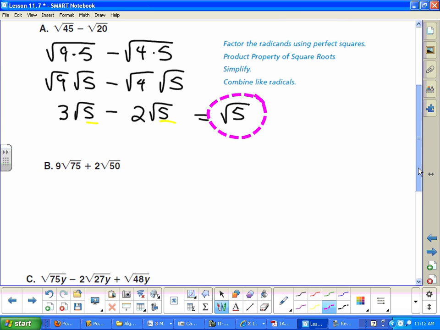So for letter B, we have 9 square roots of 75 plus 2 square roots of 50. Now, this is where it's very important that you understand that we have multiplication. When I say 9 square roots of 75, it means I'm multiplying them. And that's important, because we're going to end up in a situation here where we're going to have another number added in there, and some people tend to add those numbers instead of multiplying them like you're supposed to. Okay?